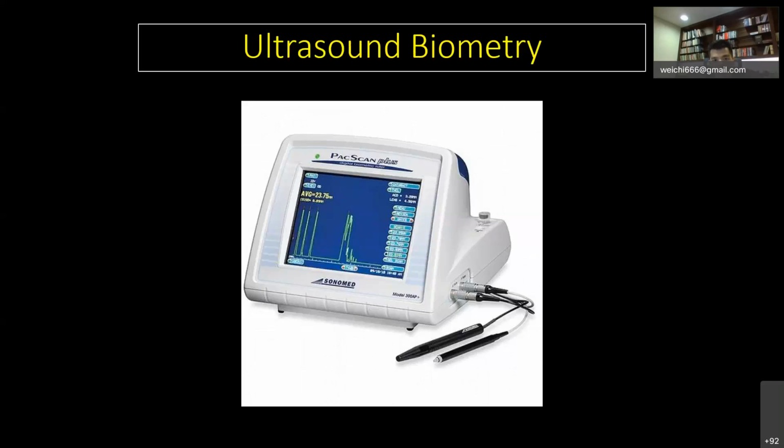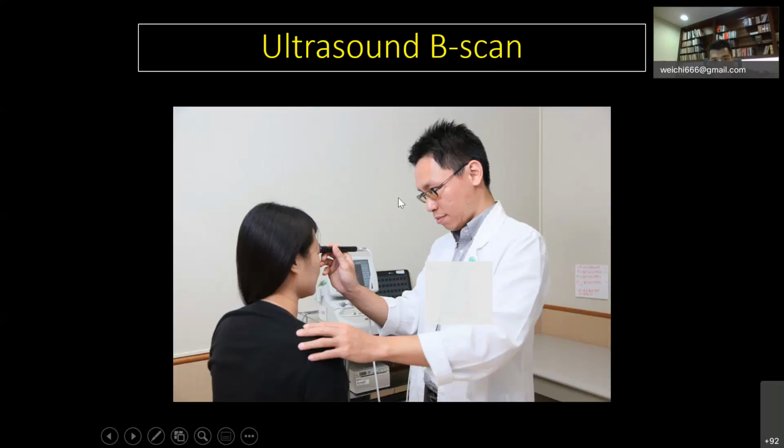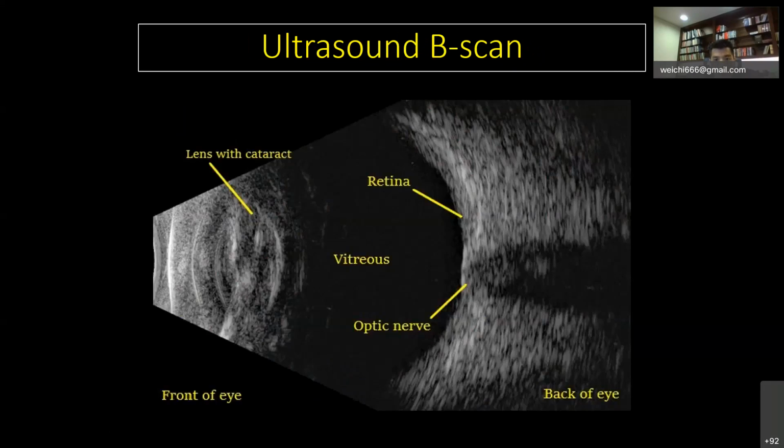And we could also have ultrasound biometry. With this information, we could measure the patient's actual lens. Okay? So this is how we use ultrasound scan to measure the patient's whole scanning area of the eyeball. So you can see that with the B-scan, we could see the information on the lens, on the vitreous, on the retina, and the optic nerve.